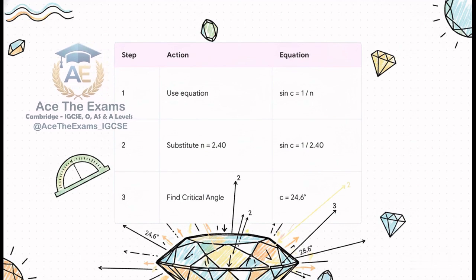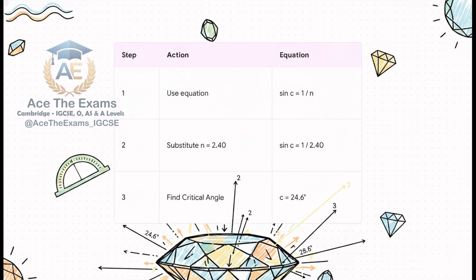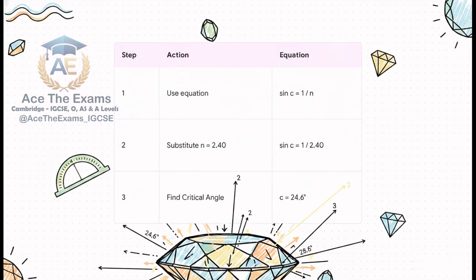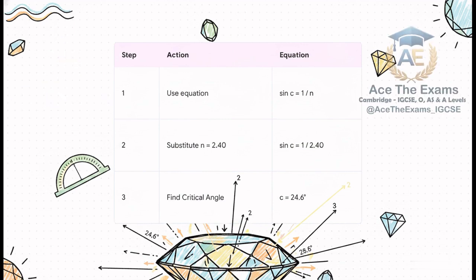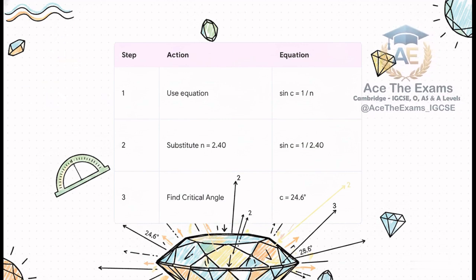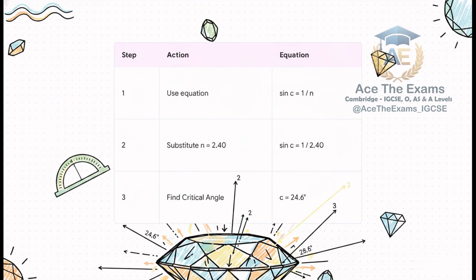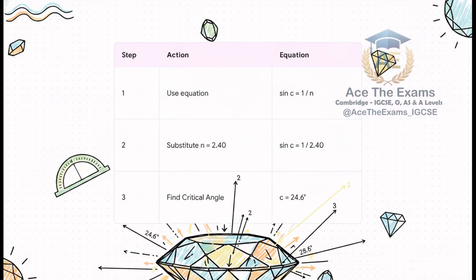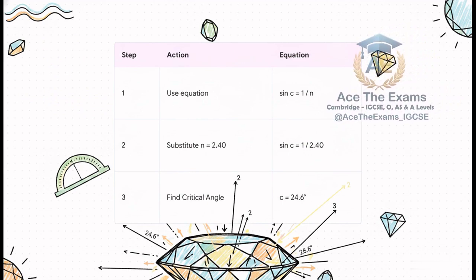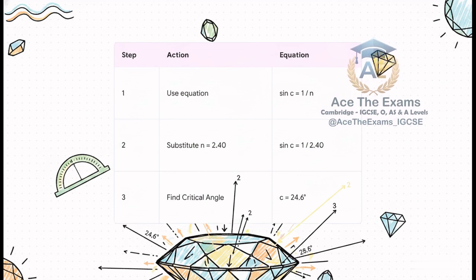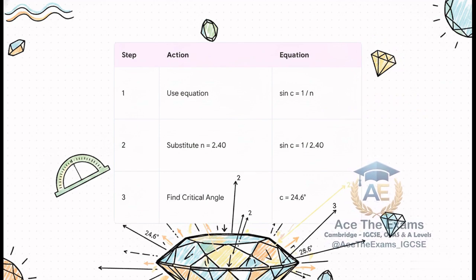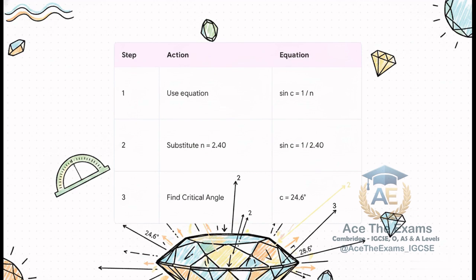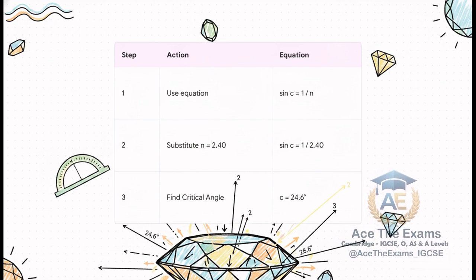And we can actually calculate this exact trapping point. Let's take a diamond, for example. Diamonds have an incredibly high refractive index of 2.40. If we use the equation sin C equals 1 over n, we find the critical angle is incredibly small, just 24.6 degrees. Because this threshold is so tiny, nearly all the light that enters a diamond hits the inside facets at an angle greater than 24.6 degrees. So it gets totally internally reflected, just bouncing around endlessly inside before finally escaping. That is exactly what gives diamonds their famous, brilliant sparkle.